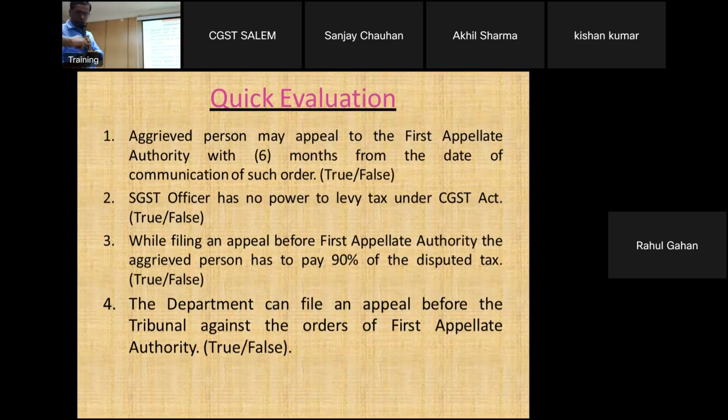Rahul? Again, someone is doing work sitting on the mobile. Kishan. Sanjay. Full name is not coming. Anybody in order? Akhil Sharma. Kishan Kumar. Rahul. Sanjay Chauhan. Just call one of them. Number 8. Hi. Anybody a friend? Somebody is your friend? Great.